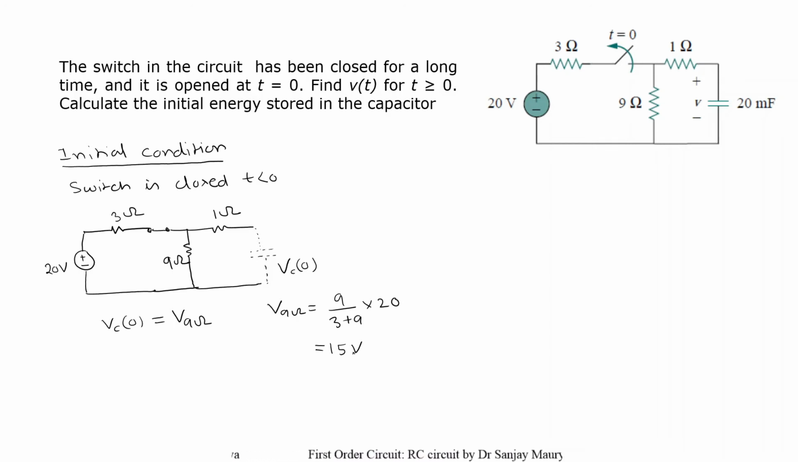So we have determined the initial condition. Now the next step is to determine the time constant. That will be obtained when the switch is open. So now case 2 is the switch is open, that is t is greater than or equal to 0. In such a case, this voltage source and this resistance will not be in the picture. So I can redraw this circuit.